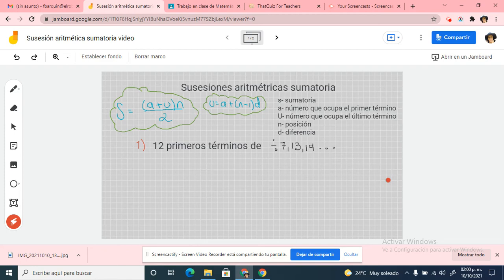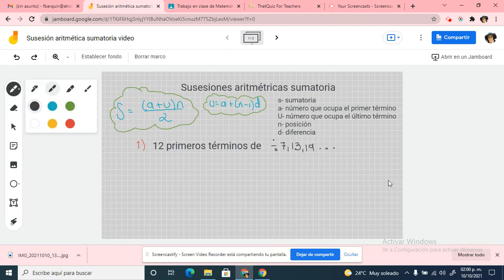And we're going to use the same letters. Remember, A stands for the number that occupies the first position. U is the number that will occupy the position we're looking for. N is the position we're looking for. And D is the difference between the terms. In this case, we have the difference between the second and the first term.